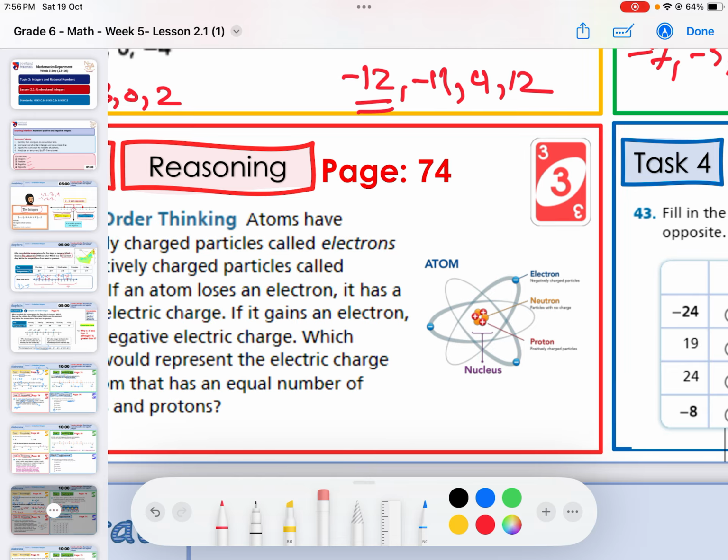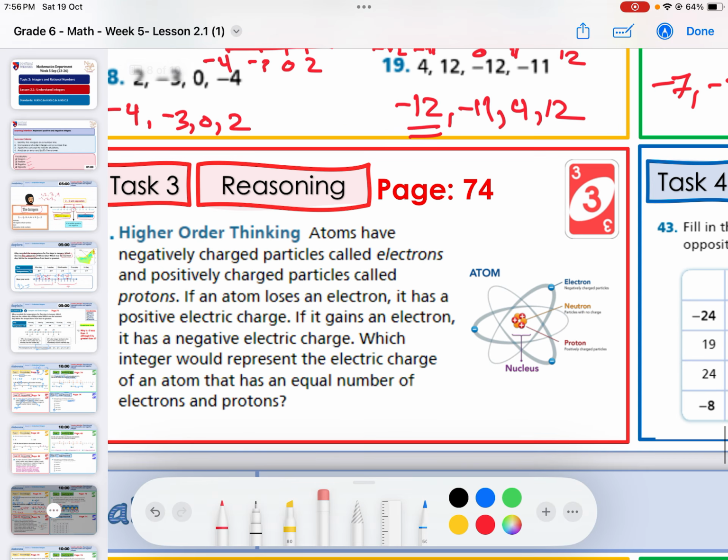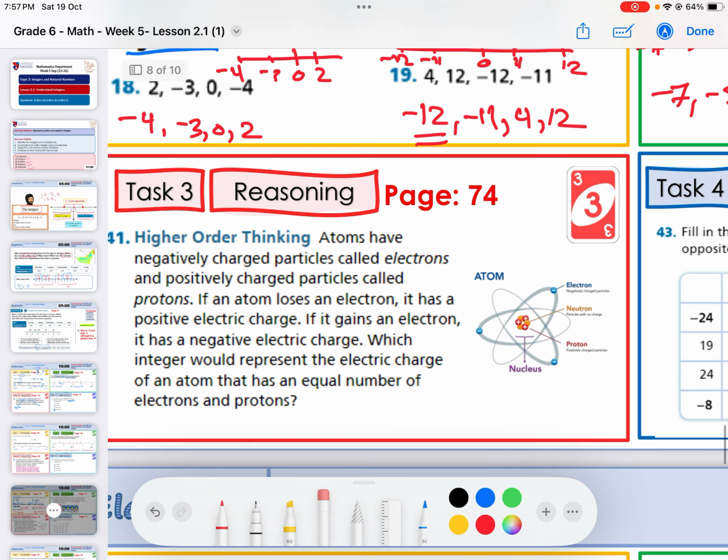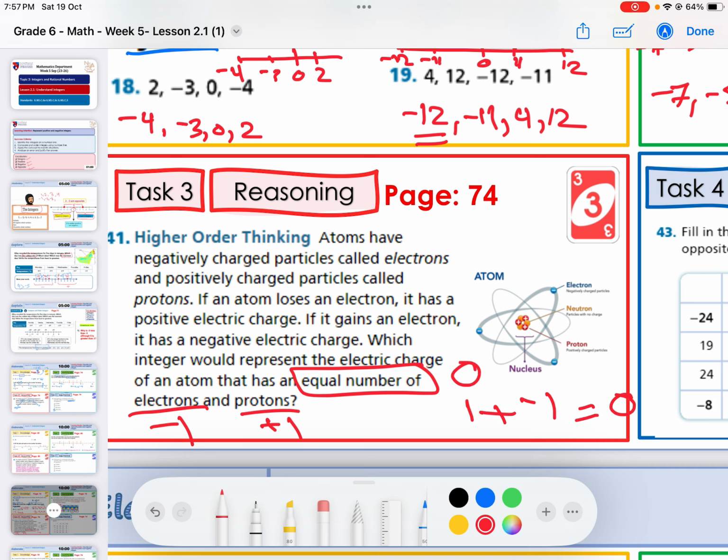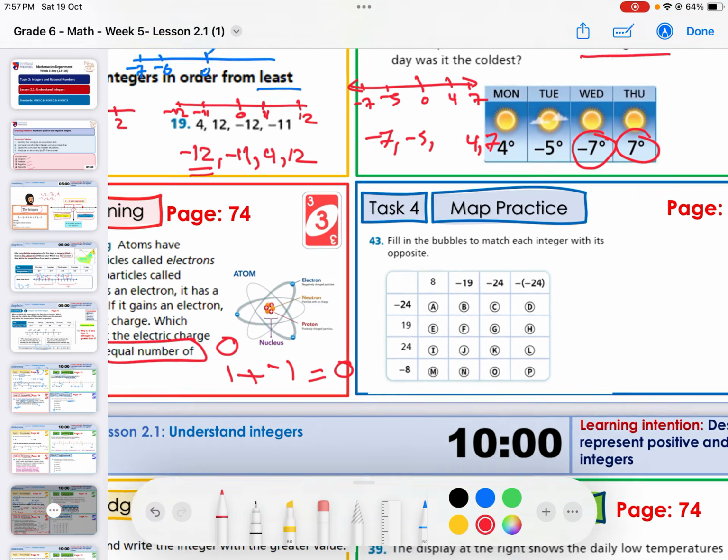This is a nice question. You guys can link it into your science exam. It's about atoms. So we know the proton is +1, the electron is -1, and which integer represents the electric charge of an atom that has an equal number? So what do you do if you have 1 electron and 1 proton? What will be the answer? So the total will be, yes, it's going to be 0, because 1 plus -1, that's equal to what? 0. So this is a real life question, a real nice one.